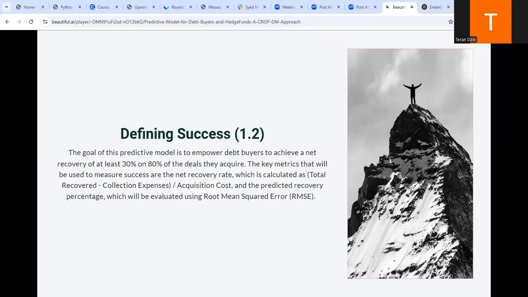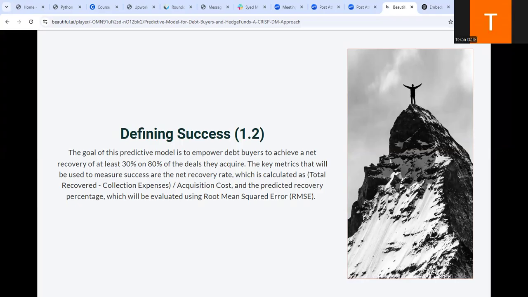Now, the outcome metric. Our main outcome metric is the net recovery rate on acquired portfolios, calculated as the total amount recovered minus collection expenses, or those other expenses of outsourcing and having someone work those portfolios, work the files so to speak, divided by the acquisition cost, the cost that you paid for the portfolio. If we achieve and exceed a 30% net recovery rate on 80% of our deals, our solution will be considered successful.